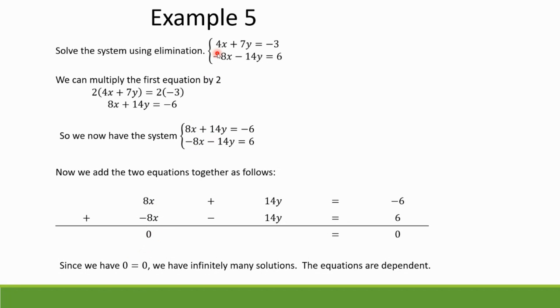So let me say it again. We don't have 4x, we don't have 8x here. If this were somehow 8x, then we can just add and kill off the x variable. But we don't have that. But can we turn this into 8x? Well, yeah, we could. We multiply by 2, and that's what I'm doing here. But you can't just multiply one thing by 2. You have to multiply everything by 2. You can't just multiply the x part by 2 and ignore the rest. You have to multiply everything by 2.